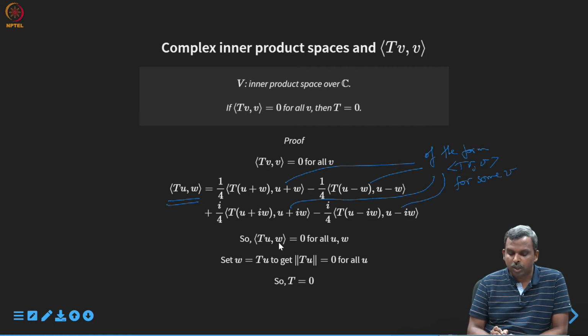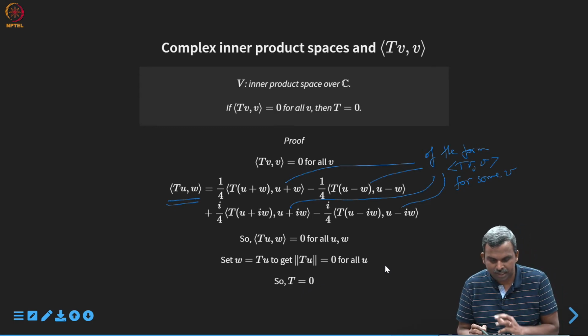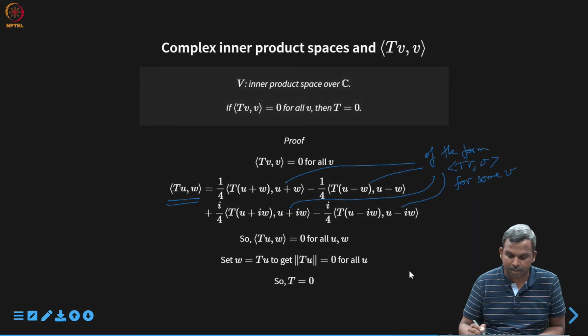Now you can set w to be Tu. This is true for any w. So you set w to be Tu, and you get Tu, Tu equals 0 for all u. Norm of Tu equals 0 for all u, which means T itself is 0. So that's the idea. Quickly, one can see this result and notice how interesting it is. Lots of interesting things come together to make this happen.